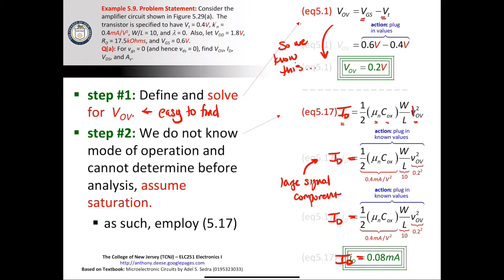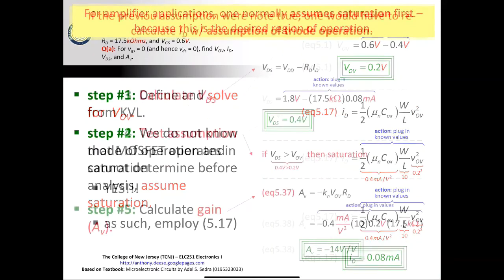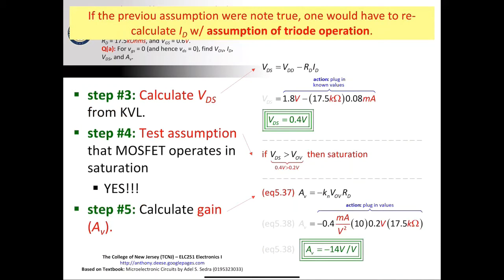And does it ask us anything else? It asks us for VDS and AV. So for VDS, we're simply going to use the KVL-based expression. We know that VDS is equal to VDD minus RD ID. This is given to us, this is given to us, this we just calculated. And so our VDS ends up being 0.4 volts.